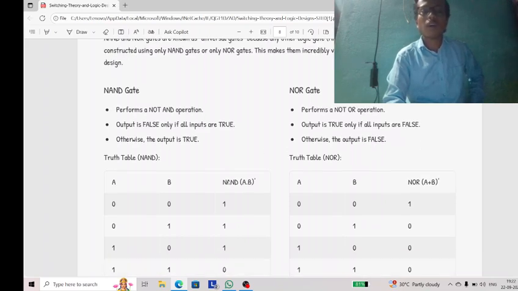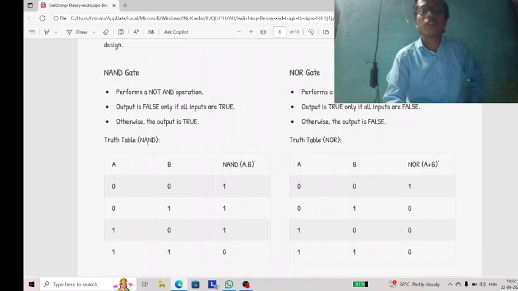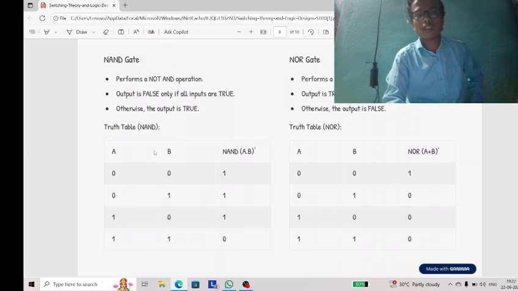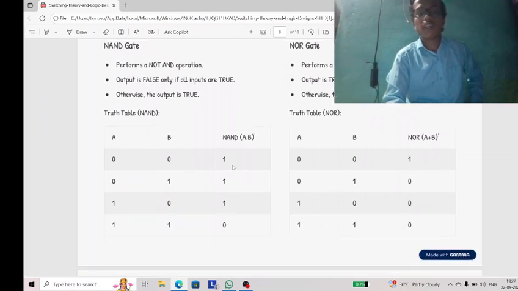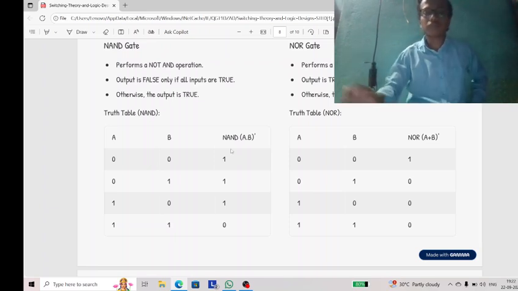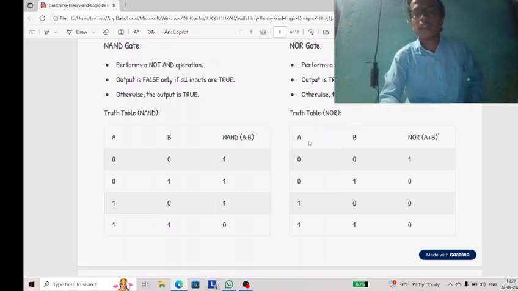See the truth table of the NAND gate and the truth table of the NOR gate. We have already discussed them in the above slides. Here A and B are the inputs of the NAND gate, and similarly A and B are the inputs of the NOR gate. The NAND gate operation is (A·B) whole bar, and the NOR gate operation is (A+B) whole bar.